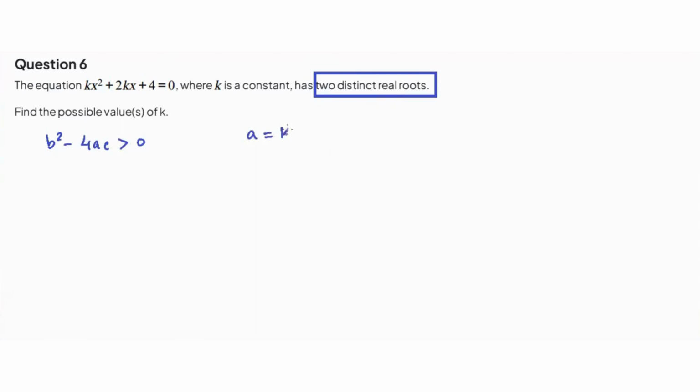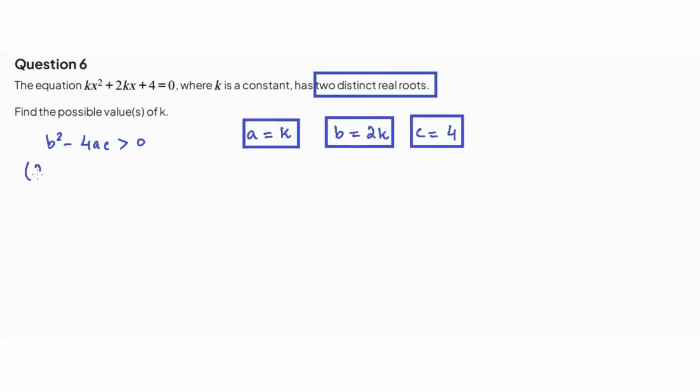The a value is going to be k, the b value is going to be 2k, and the c value is going to be 4. I'm just going to highlight these. So it's going to be (2k) squared minus 4 times k times 4 greater than 0. That gives 4k squared minus 16k greater than 0. Take 4k common, so 4k times (k minus 4) greater than 0.